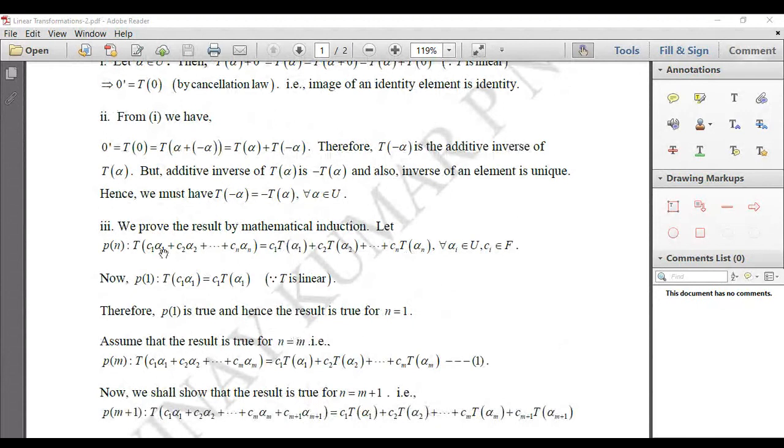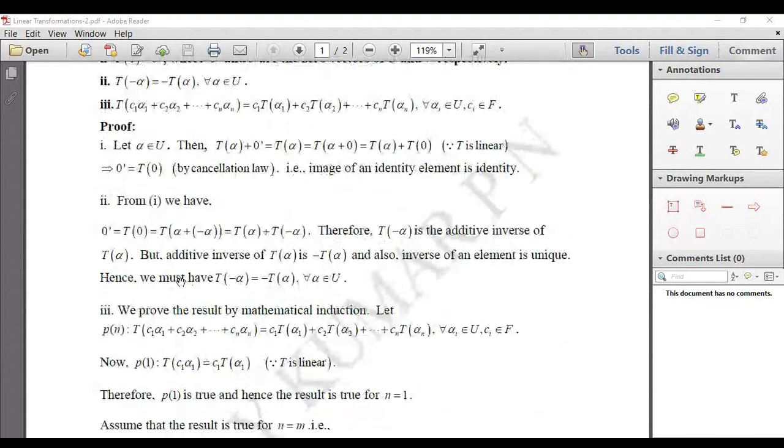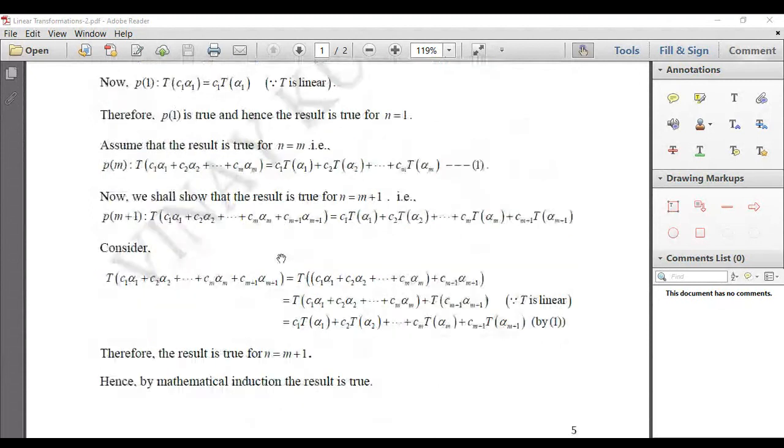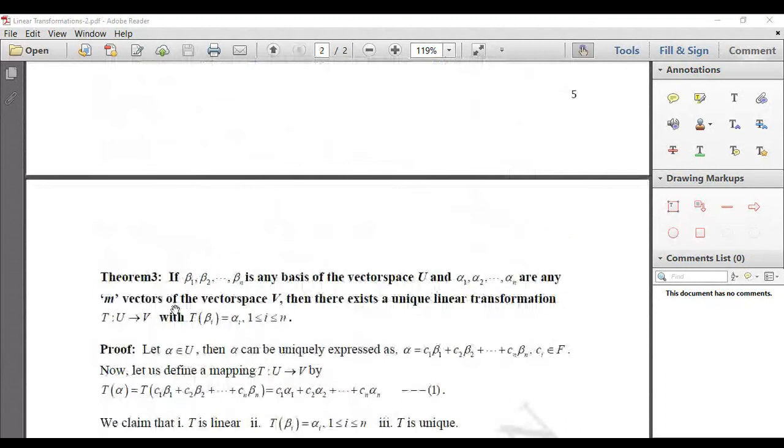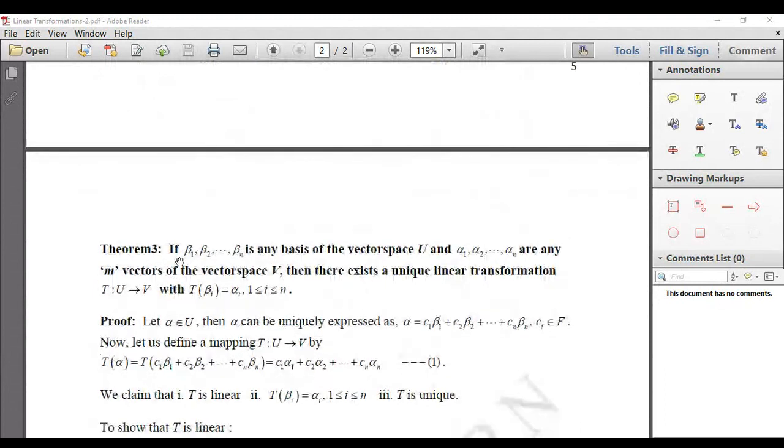So this is one more important result which we are going to use in future. Next, let us go for the next theorem. What the next theorem says: suppose there are n vectors, beta 1, beta 2, etc. up to beta n, and these are any basis vectors of the vector space U.